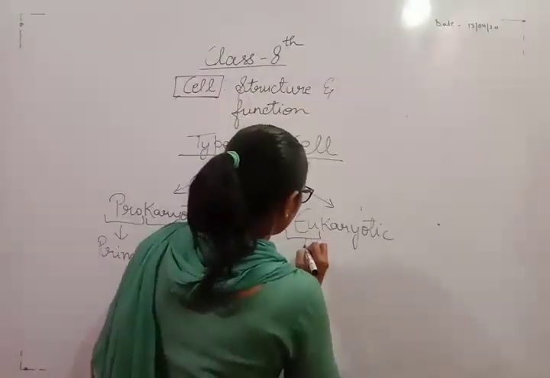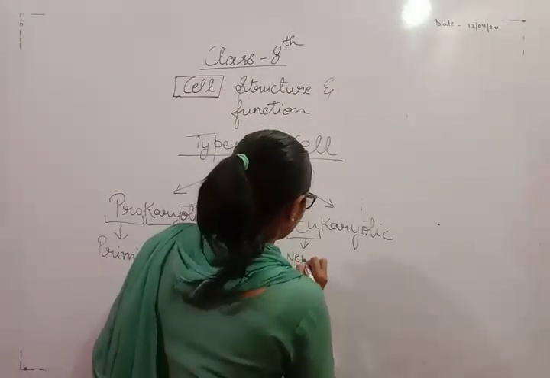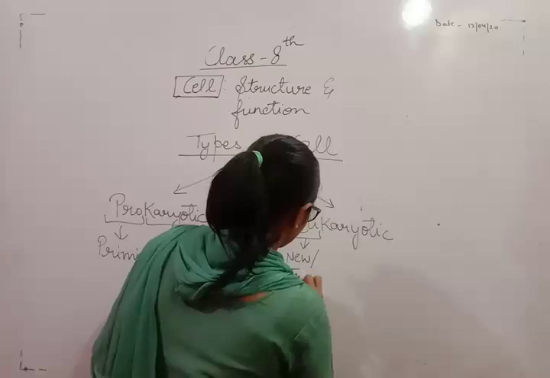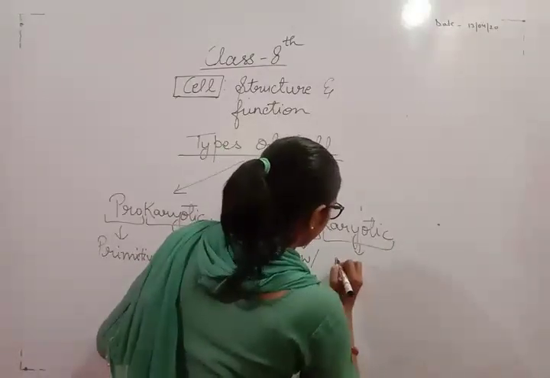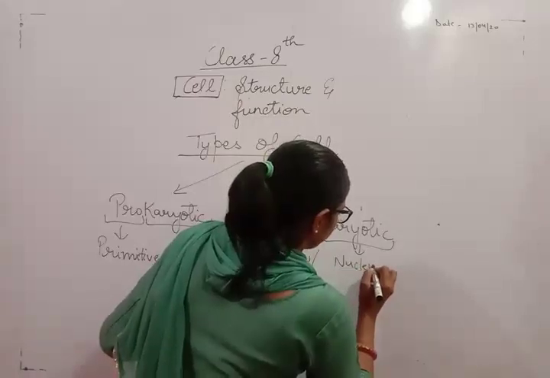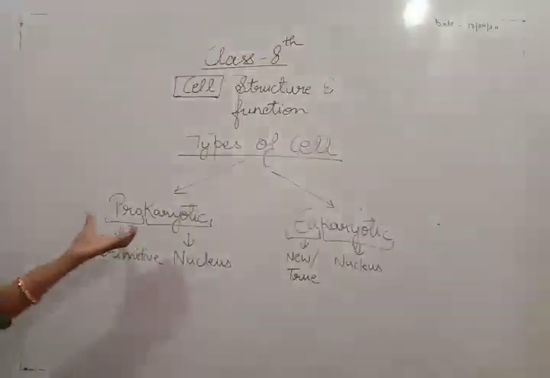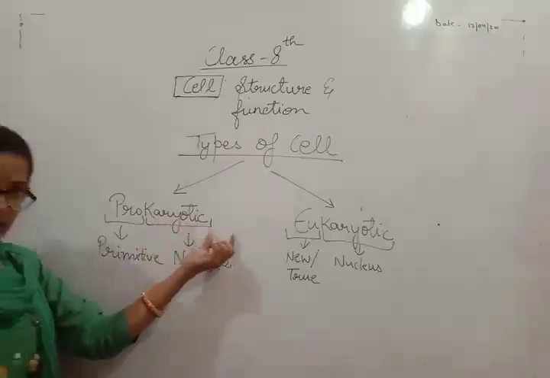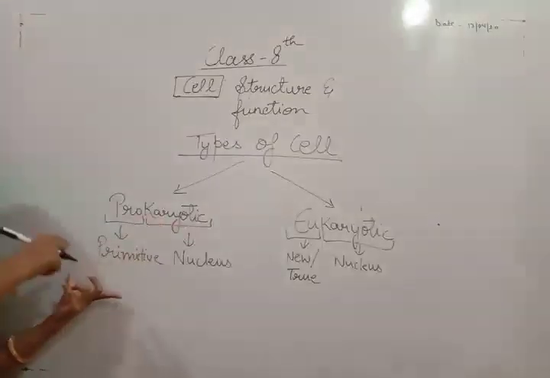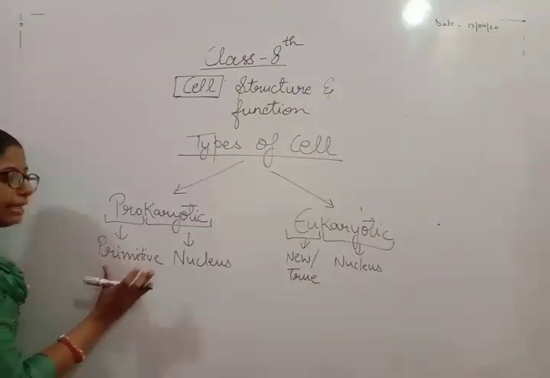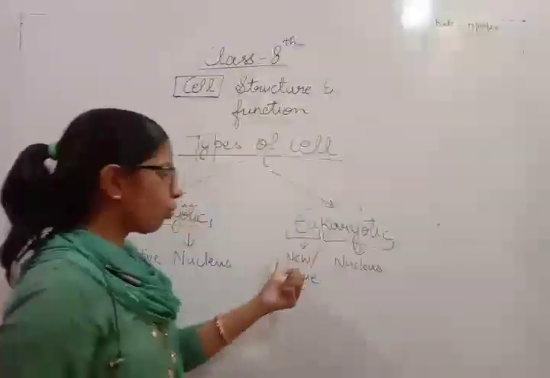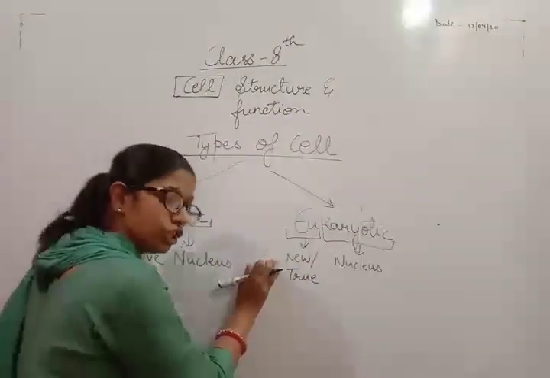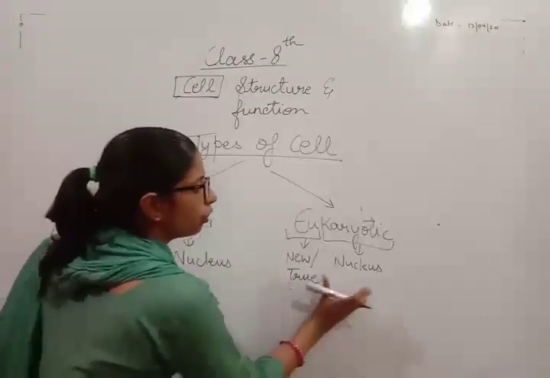U means new, or you can say true. Karyotic again means nucleus. So, prokaryotic cells are those cells which have primitive nucleus. Eukaryotic cells are those cells which have new, or you can say true, nucleus.